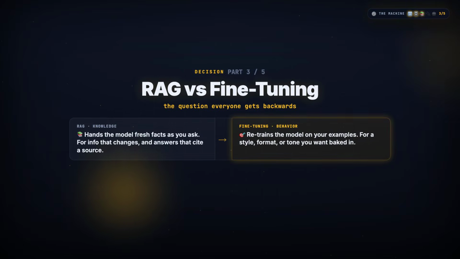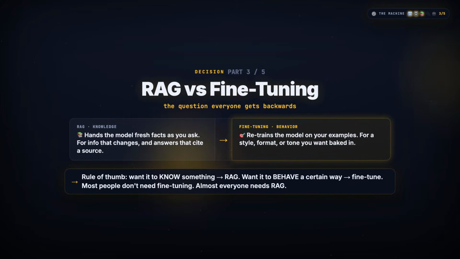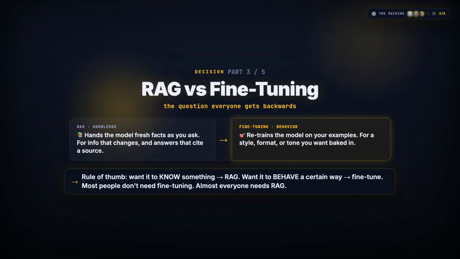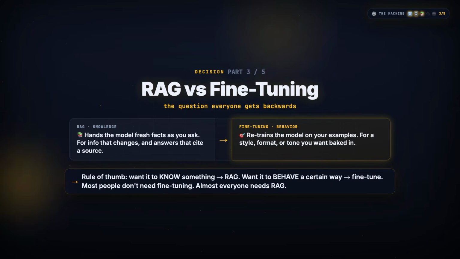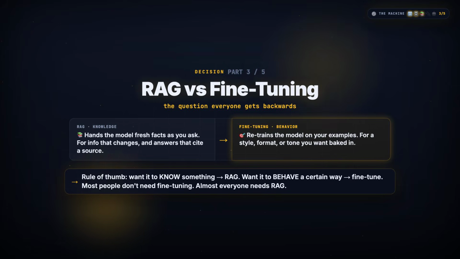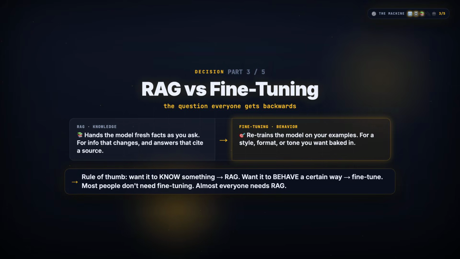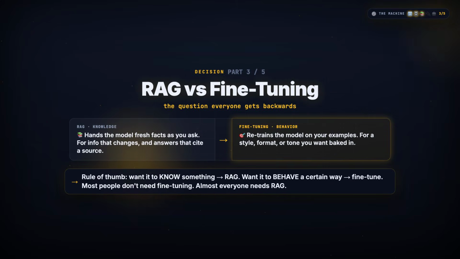People constantly mix up RAG with the other way to customize an AI. So let's settle it in about 10 seconds. RAG versus fine tuning. RAG is about knowledge. It hands the model fresh facts at the exact moment you ask, like passing notes into the exam room. It's perfect when your information changes often, or when you need the answer to cite a real source.